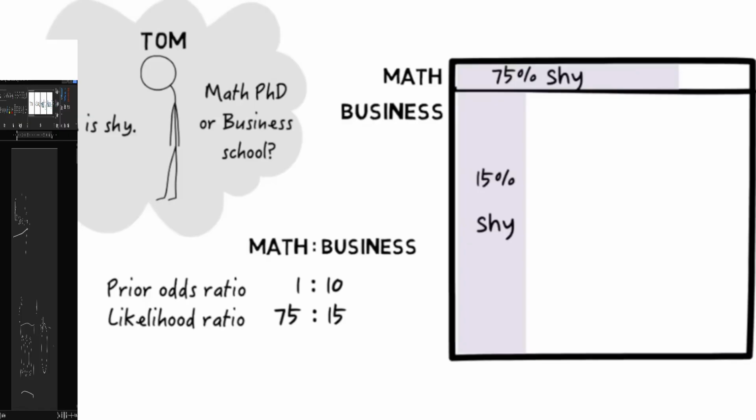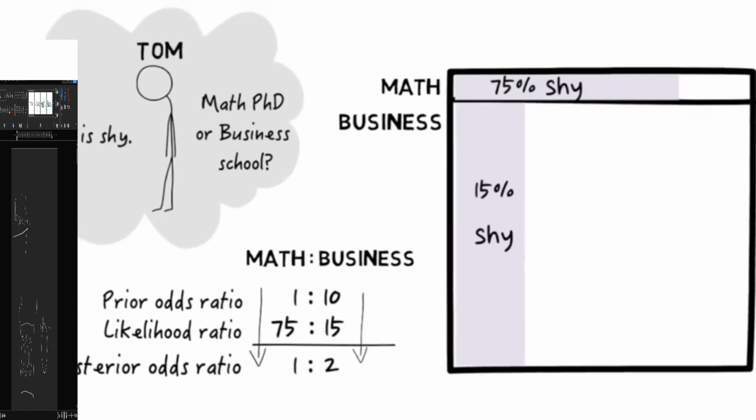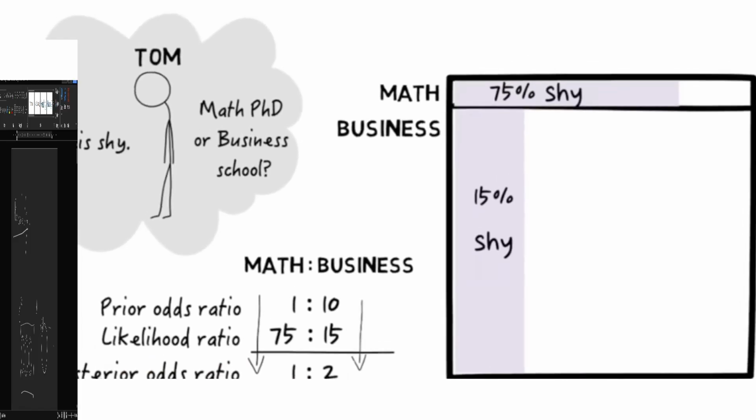And you can see how the math shakes out. We just multiplied two linear ratios, the ratio of math to business students, which we put at 1 to 10, times the ratio of shyness in math versus shyness in business, which we put at 75 to 15. And multiplying those two linear ratios gives us a ratio of areas, which comes out to about 1 to 2. So roughly twice as likely for Tom to be in the business program, even though shyness is more common among math students. So this is the mechanics of Bayes' rule. This is how it works.